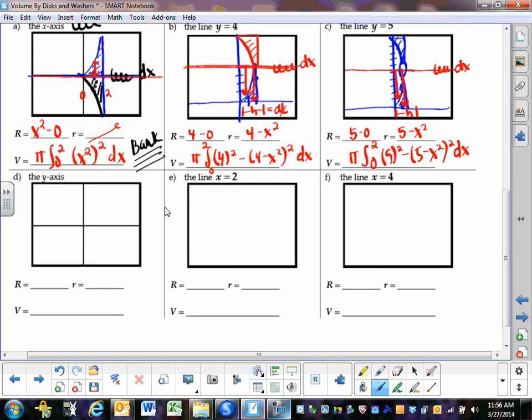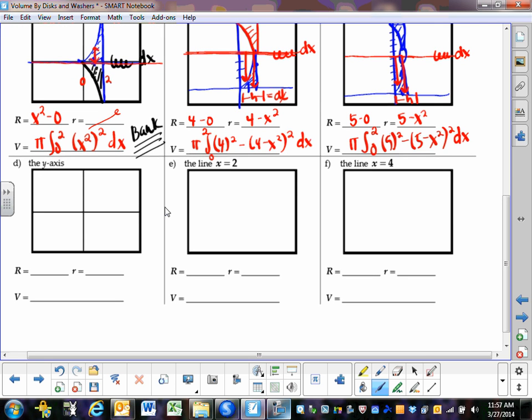Okay, so the next problem is going to take the same shape and rotate about the y-axis. That means when we spin around the y-axis that we're going to have a dy problem, because the height of my shape is now going to go from 0 to 4.